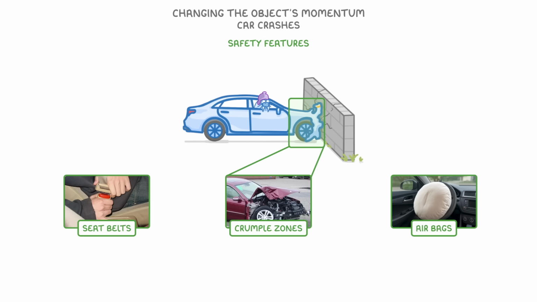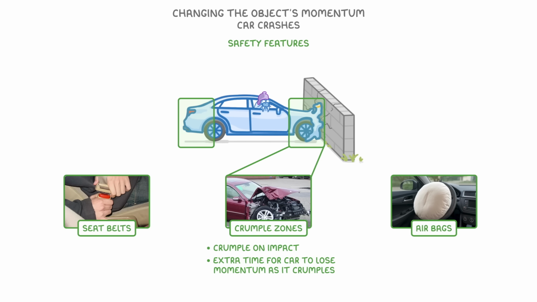Crumple zones are at the front and back of the car, and can crumple on impact, so that instead of stopping suddenly, there's a small amount of extra time for the car to lose momentum as it crumples. Seatbelts, meanwhile, have two functions. One is to stop you from physically flying out of the car as it stops. But the other is that they're slightly stretchy, so that you slow down a bit more slowly.